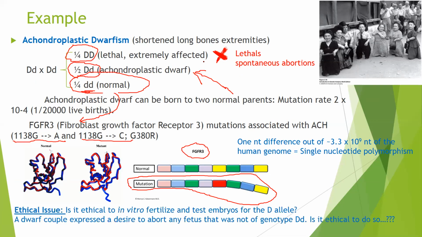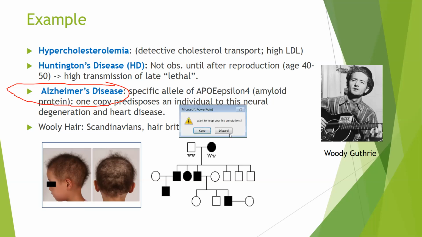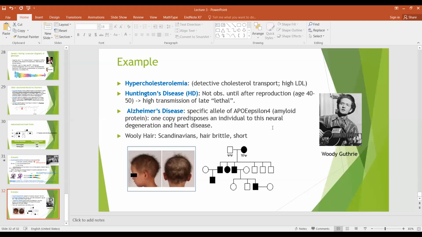There are some other human disorders or diseases that can be categorized as autosomal dominant traits, for example, Alzheimer's disease, right? Okay, so I think I'm done with the previous lecture. Let's move to today's lecture.